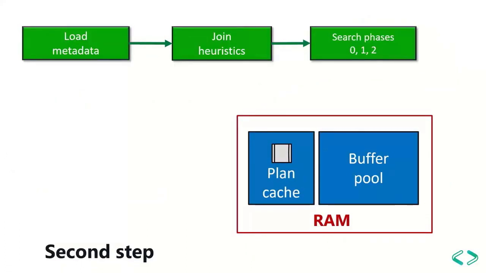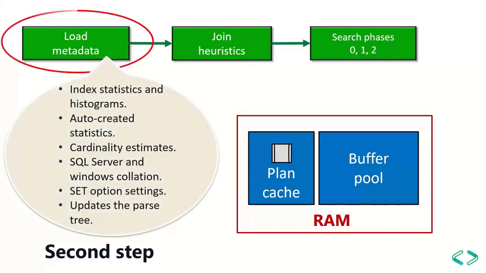Now the first component inside the second step is load metadata. Most of the metadata gathered to process any query will be gathered at this component, like index statistics and histograms. The statistics are the block structures created inside the system tables, which describe the distribution of the data inside a column or set of columns of a table. Those kinds of things are gathered here.